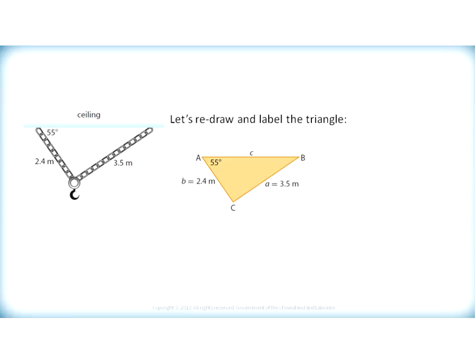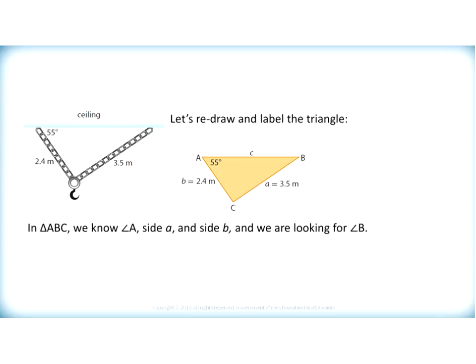In this case, angle A is 55 degrees, and side a is 3.5 meters. Angle B is what we're looking to find. Right, so angle B right here is what we're looking to find. And side little b is equal to 2.4 meters. So in triangle ABC, we know angle A, side a, and side b. So we're looking for angle B.